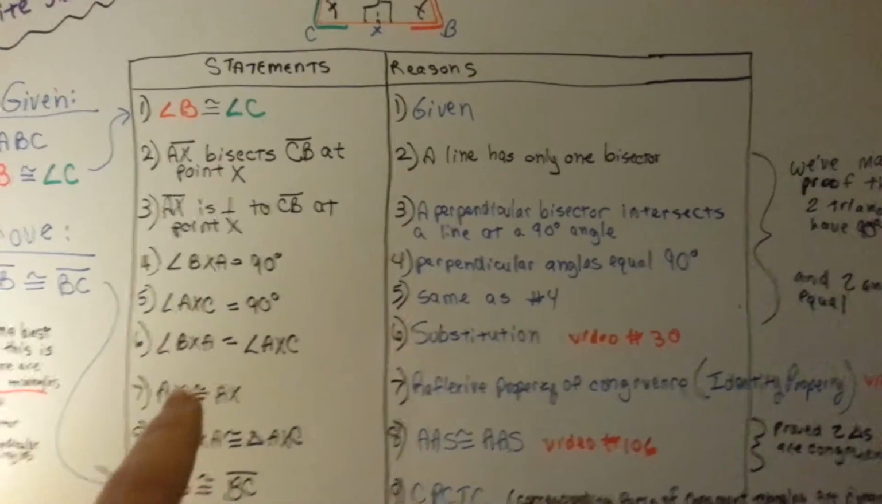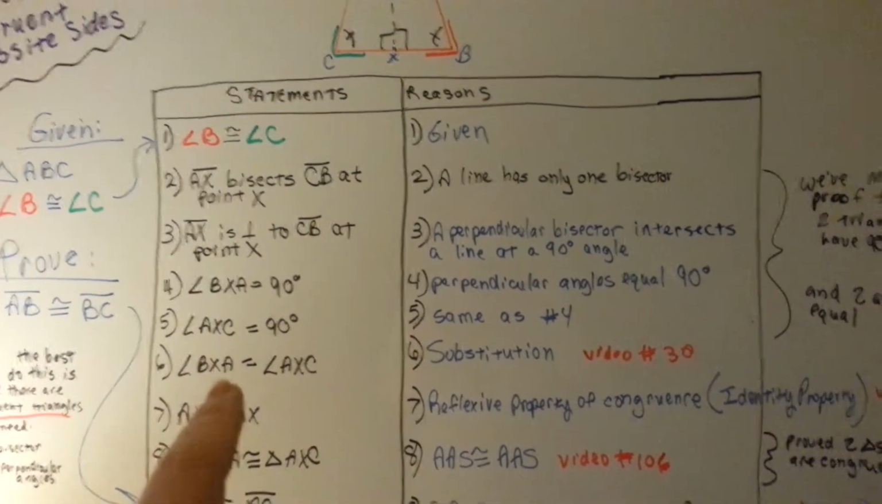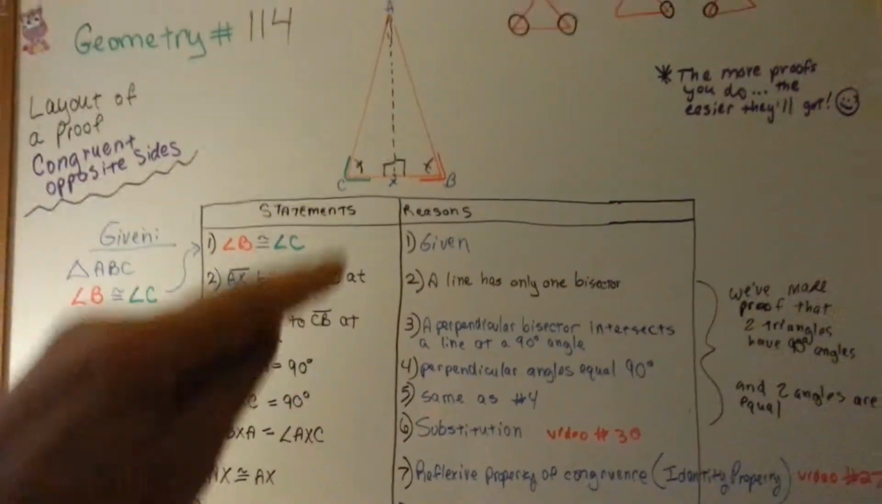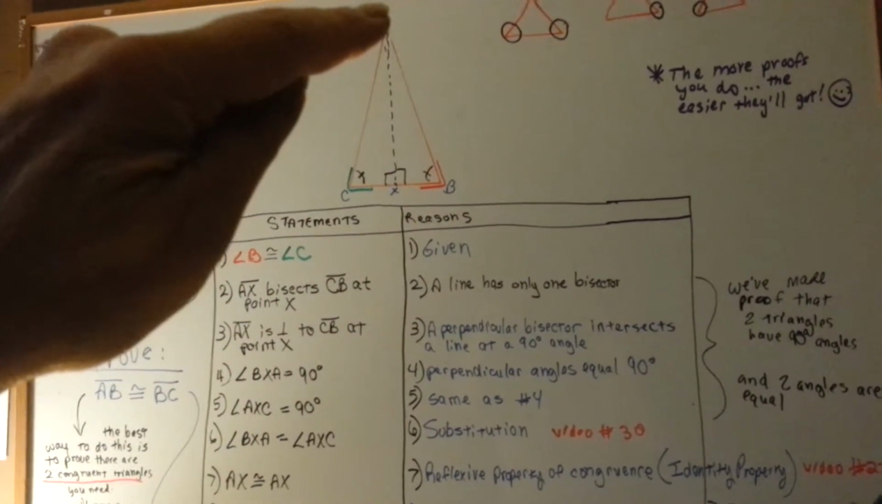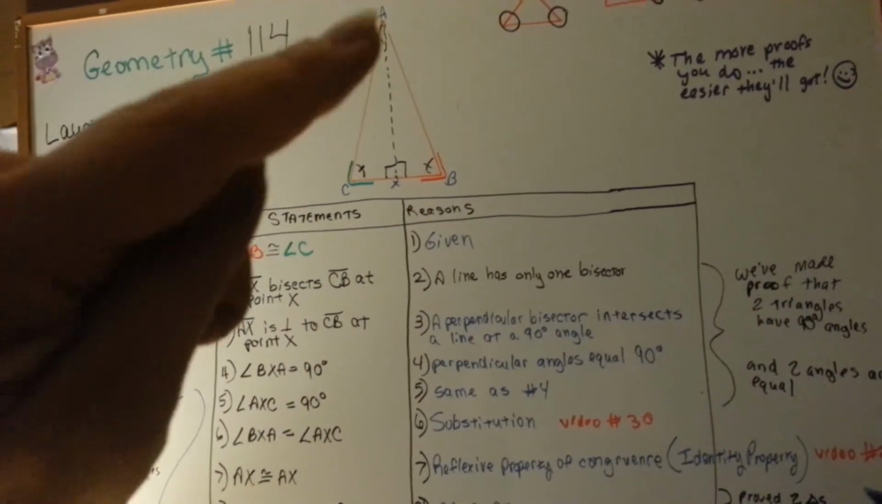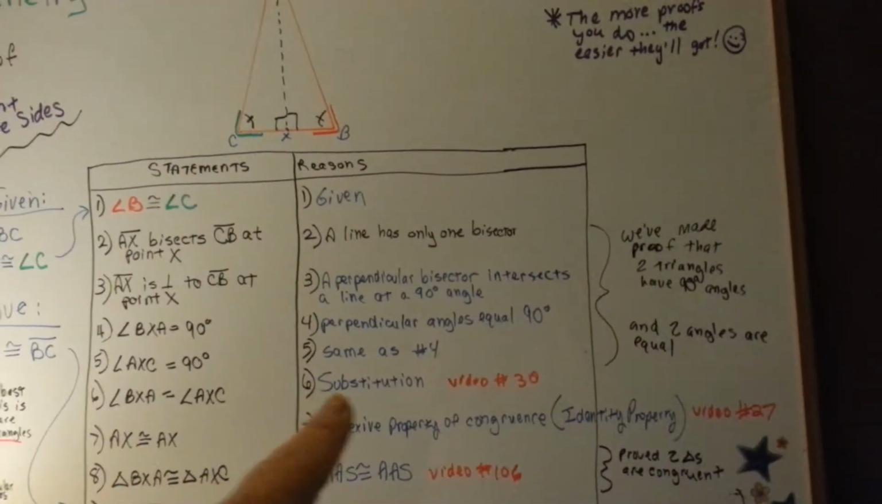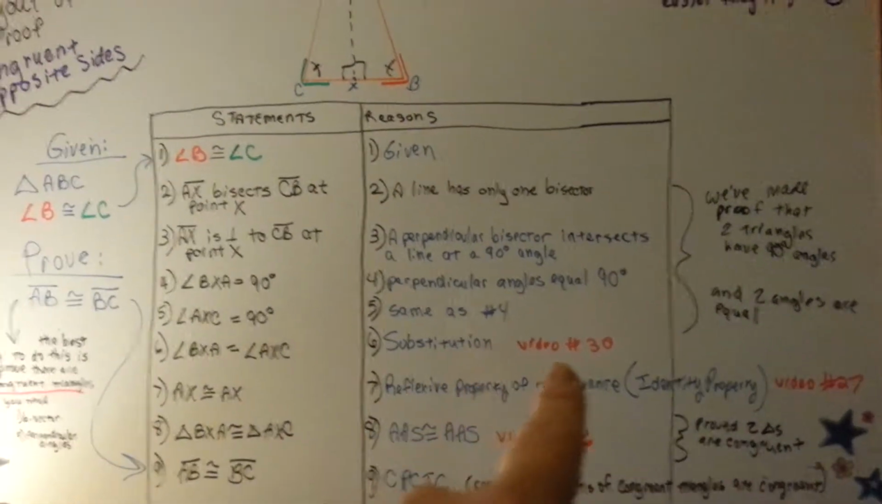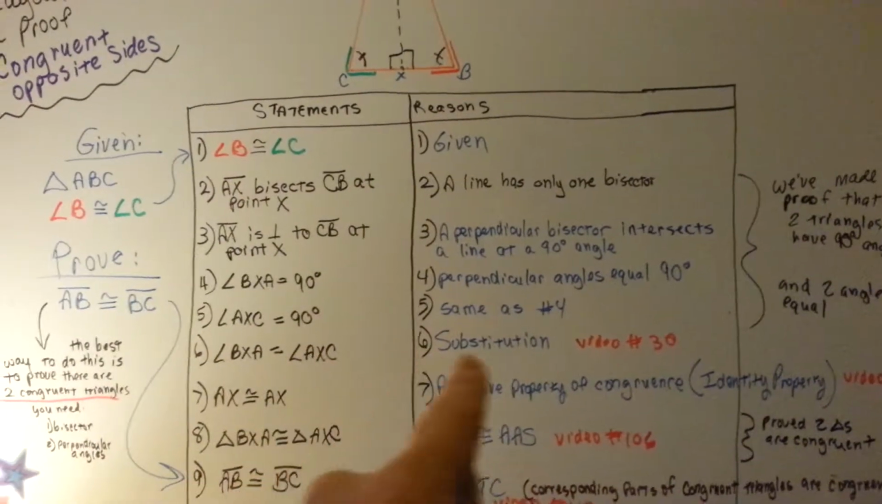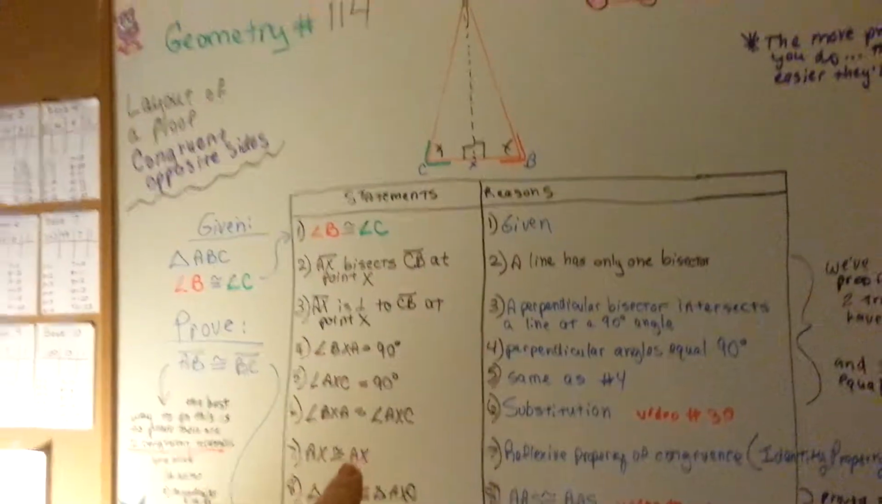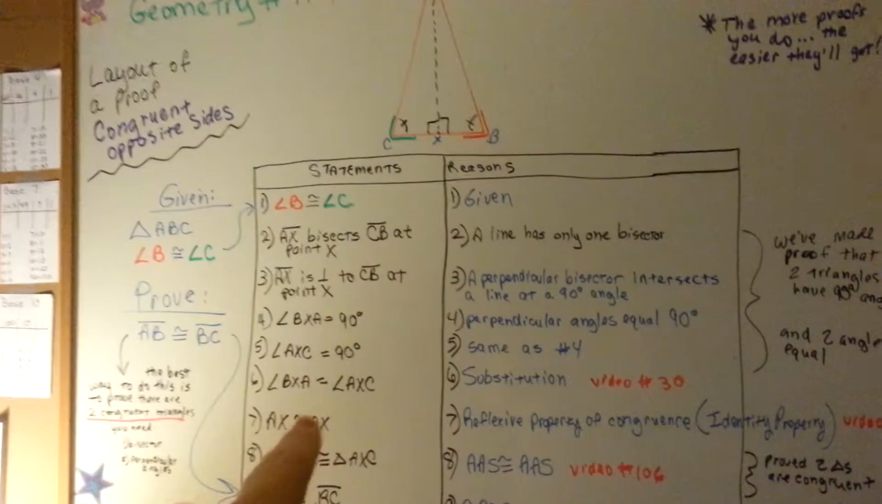So now we're going to say BXA is equal to AXC. BXA angle is equal to AXC because of substitution. If you don't know what substitution is, please go back to video number 30. We've used it several times since then. I mean, we are on number 114 now.